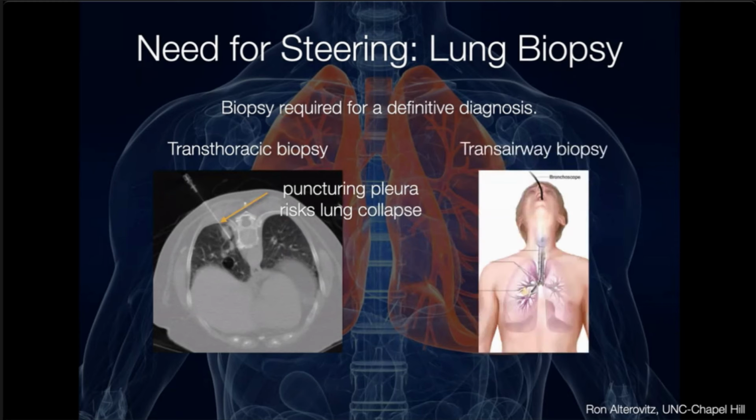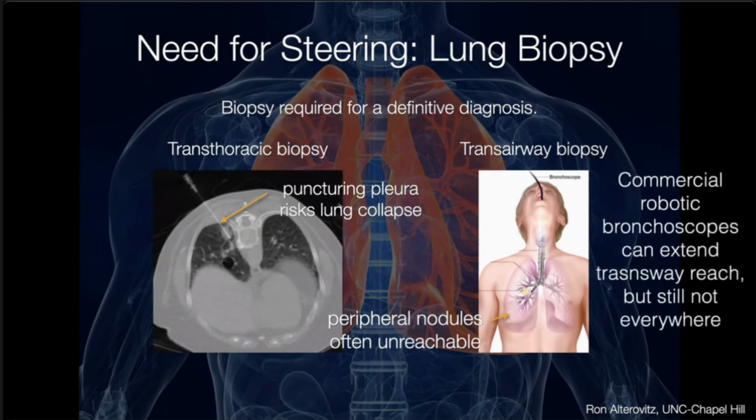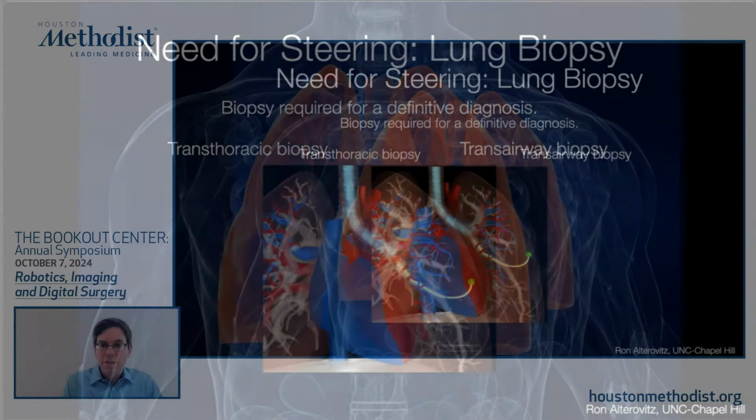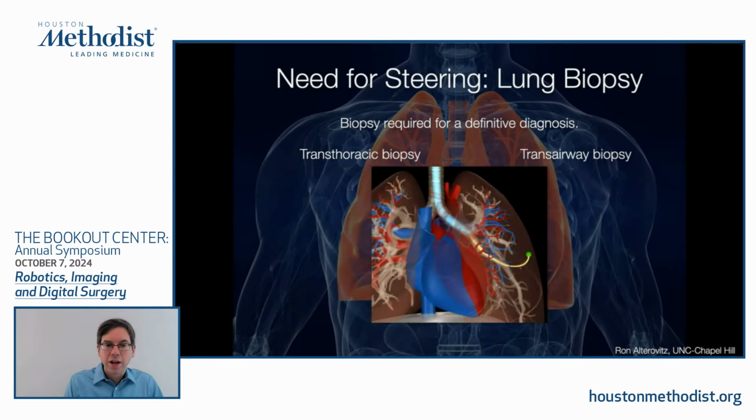An alternative approach is a trans-airway approach, in which a bronchoscope is deployed through the airway. This reduces the risk of lung collapse by not puncturing the pleura, but often cannot reach many nodules, particularly in the peripheral or outer parts of the lung. Modern robotic bronchoscopic systems can reach more targets, but still not everywhere. So my research group is combining the best of both of these approaches by creating a device in which a steerable needle is deployed through a bronchoscope and can steer to a nodule anywhere in the lung.